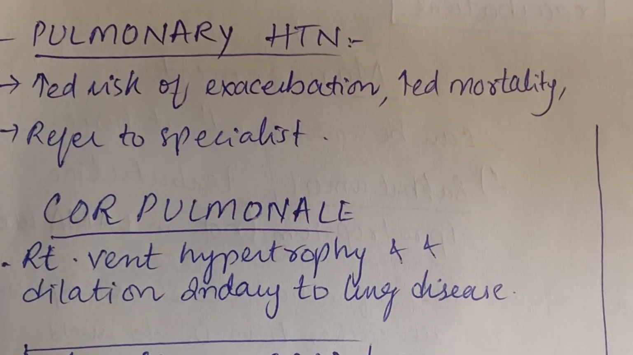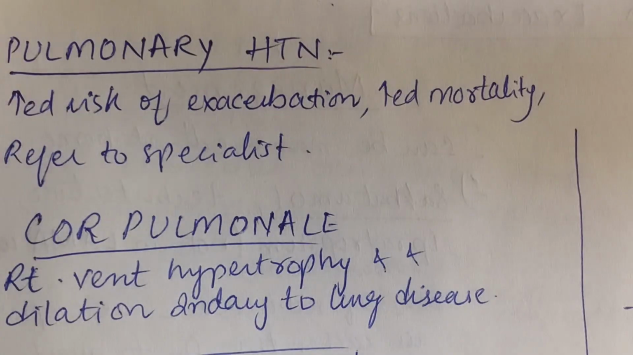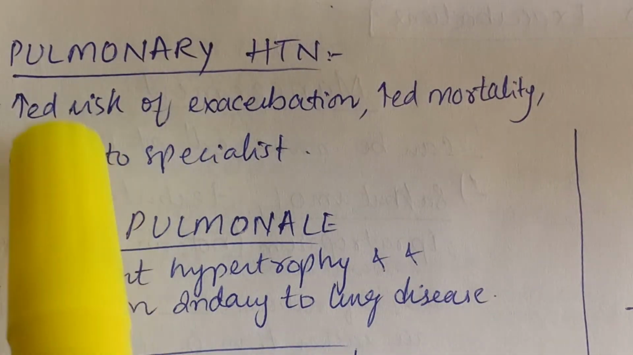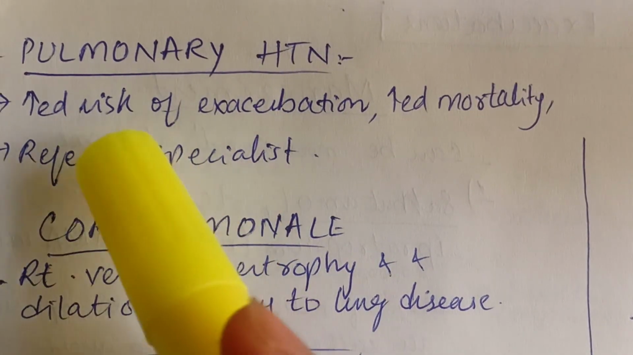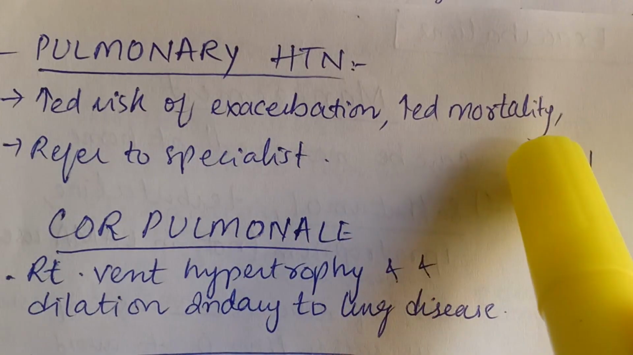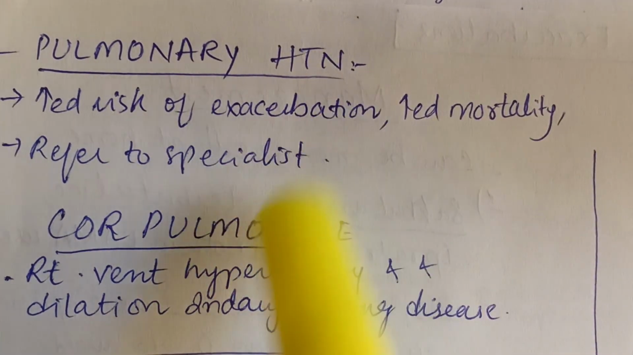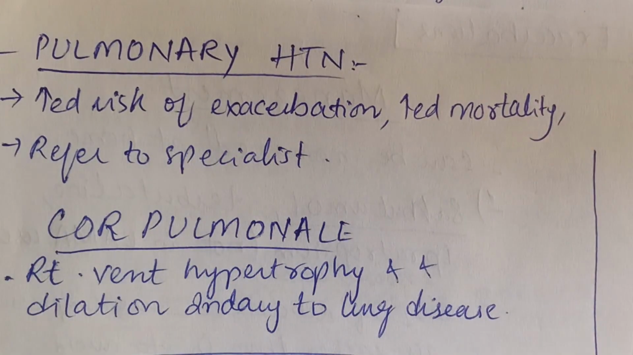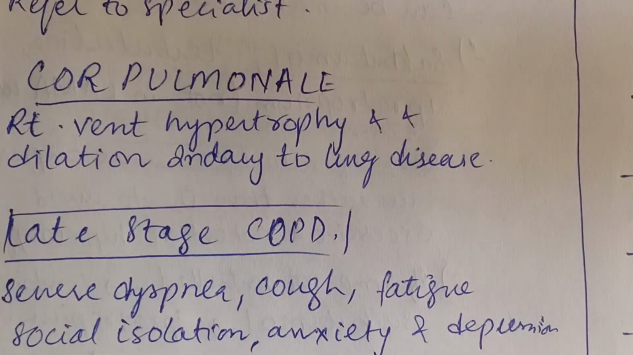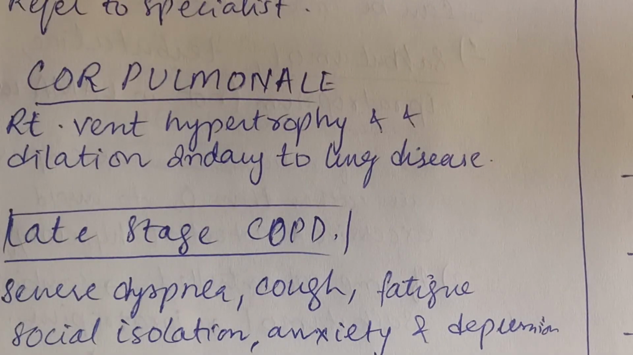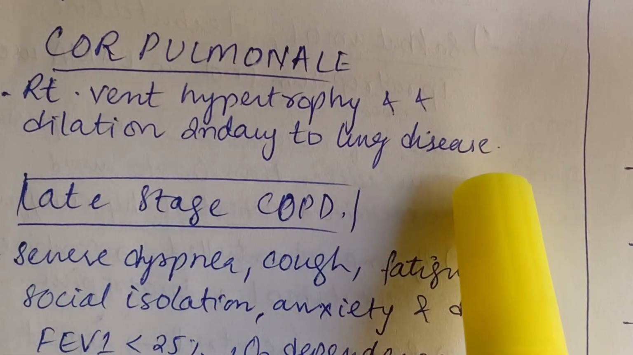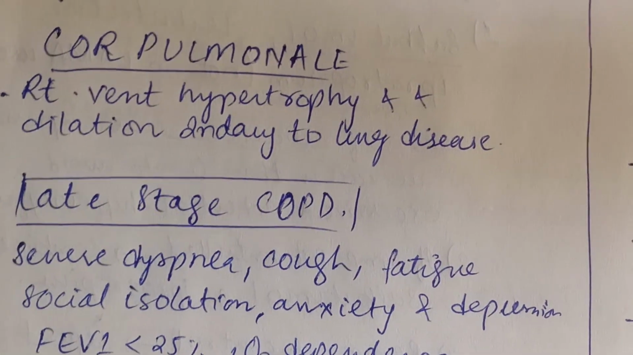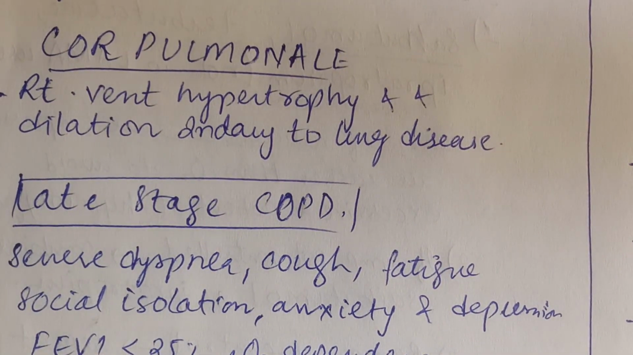Another complication among these comorbidities is pulmonary hypertension, which is a very important complication of COPD. There is an increased risk of exacerbation and increased mortality associated with pulmonary hypertension, and we are going to refer the patient to a specialist. Cor pulmonale is right ventricular hypertrophy and dilatation, and it is right heart failure secondary to lung disease. It is suspected when the patient has symptoms of right heart failure.